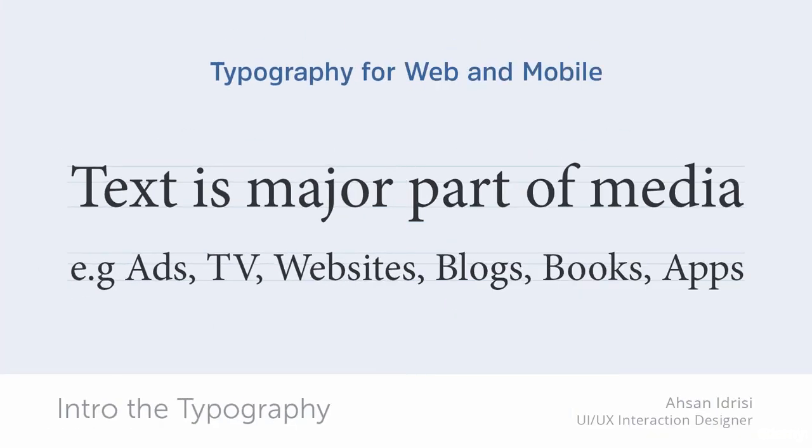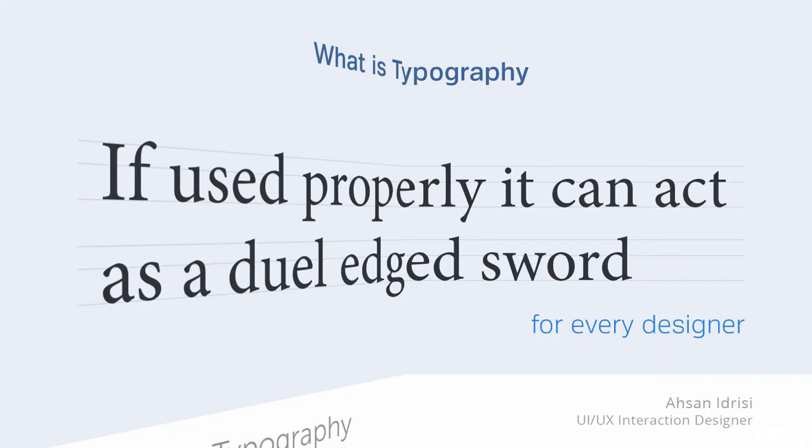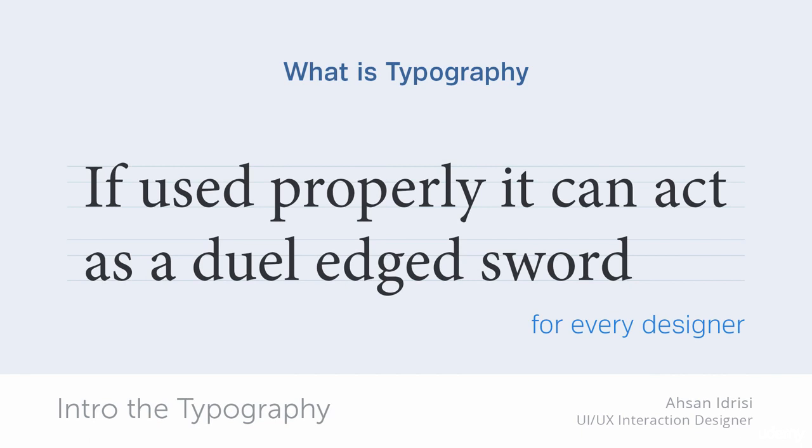Text is a major part of any kind of media, whether these are ads, TV, websites, blogs, books, movie titles, apps, everything. There is always a lot of text you need to see or consume. Now, what exactly is typography? If you can use this text or written type properly, it can act as a double-edged samurai sword, or maybe more than a samurai sword, for every designer.